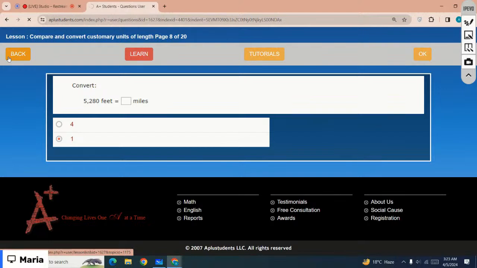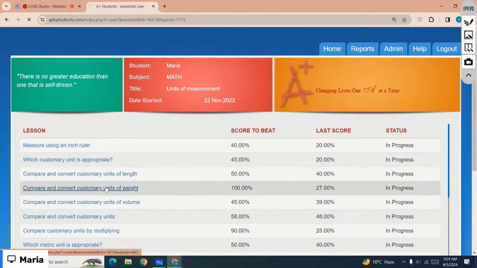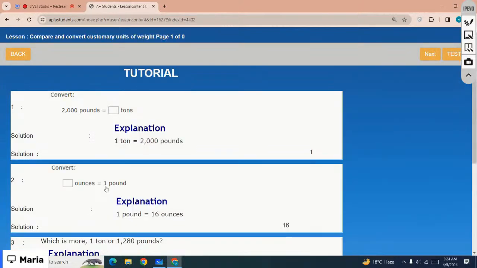And the next lesson is compare and convert customary units of weight. Okay, so let's just start with the practice questions. The first one is 2000 pounds. So 2000 pounds always equal 1 ton, right? So in 1 ton you have 2000 pounds. They are the basic conversions. Keep the basic conversions in your mind, right? So 1 ton equals 2000 pounds.